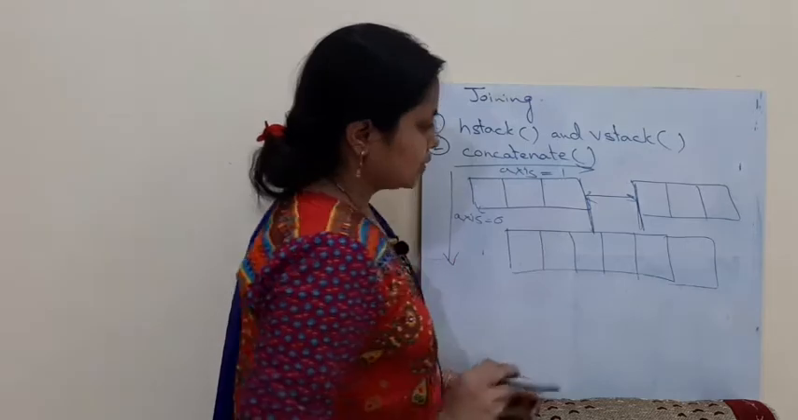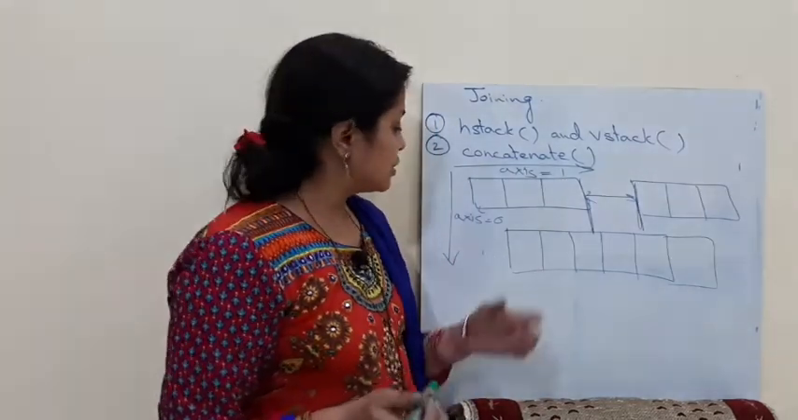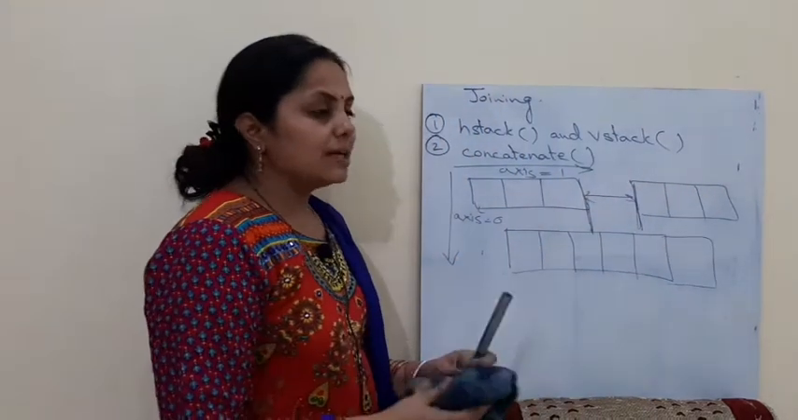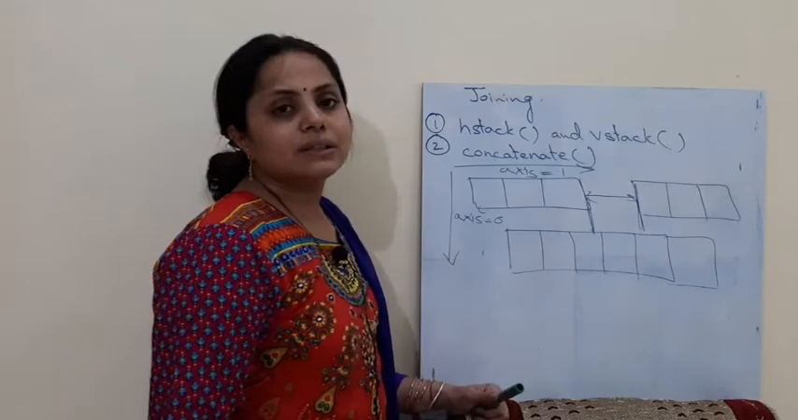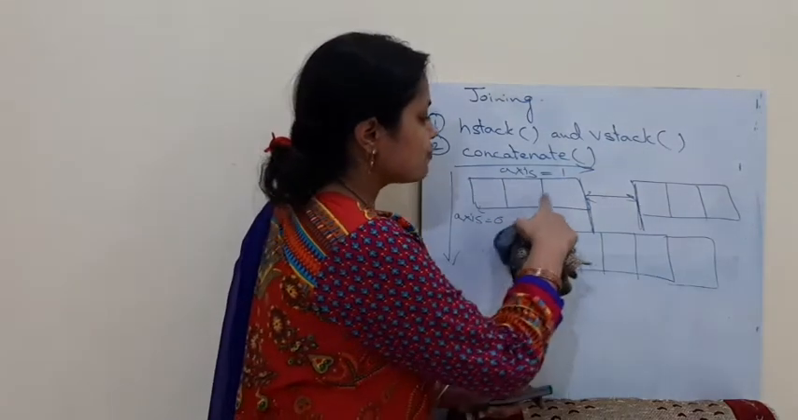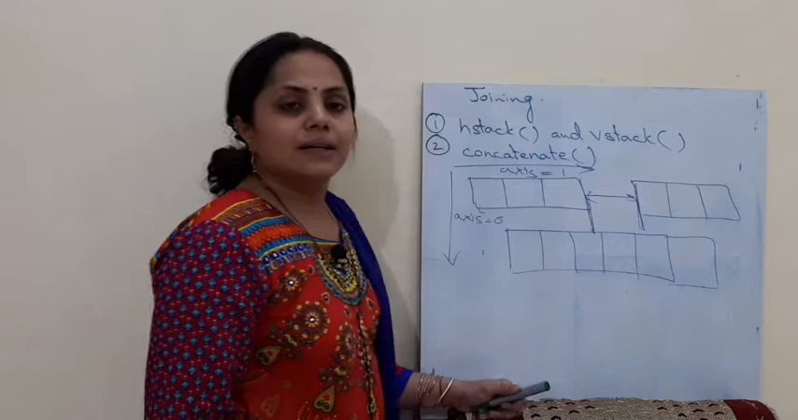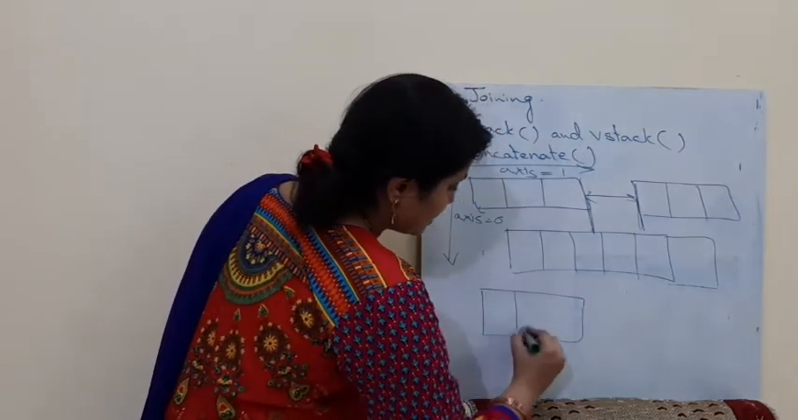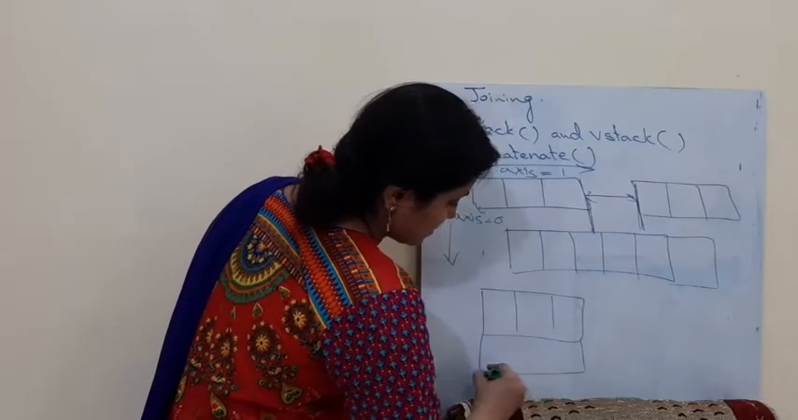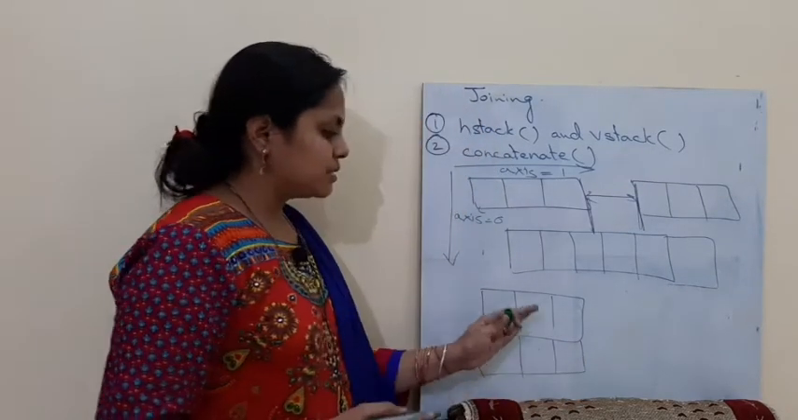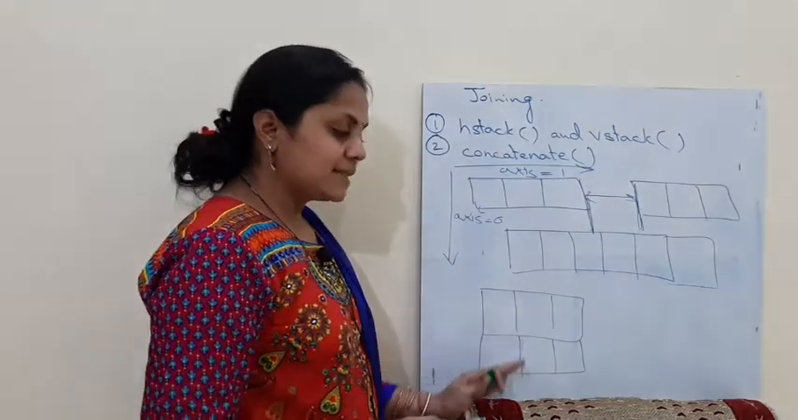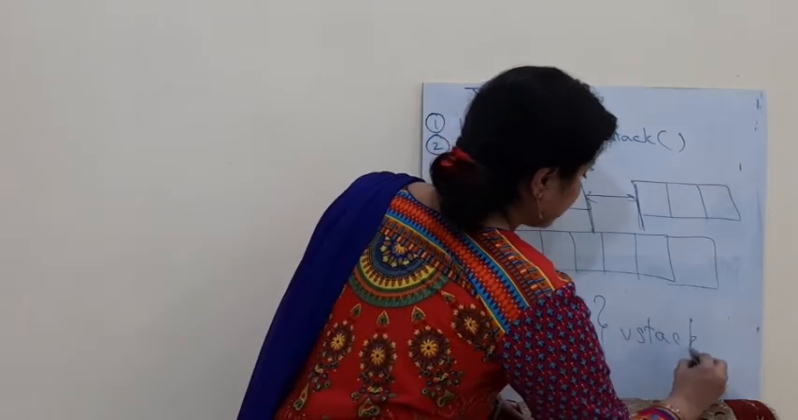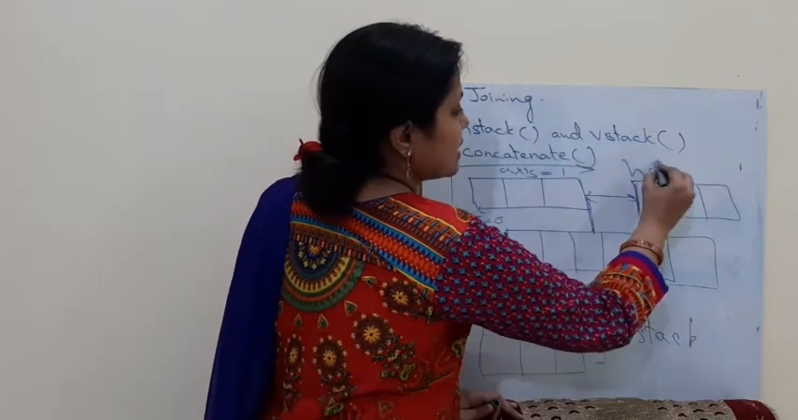Now, when I am talking about the vstack function, we have to check that this matches horizontally. That means the number of columns should be matching. If I need to stack two objects, the number of columns should be the same. Is it clear? This is the requirement for vstack and this is the requirement for hstack.